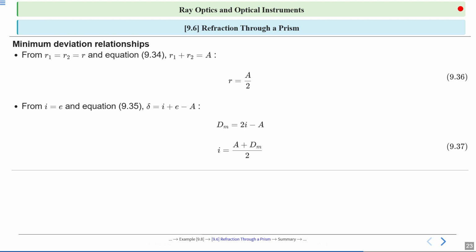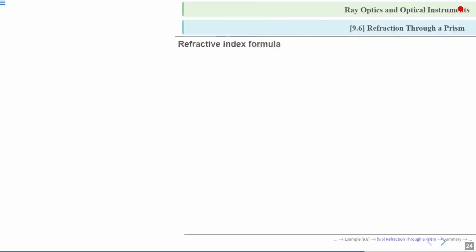Finally, we can determine the angle of incidence I in terms of the prism's angle and the minimum deviation angle. The equation I equals A plus Dm upon 2 gives us this relationship. Understanding this helps us predict the conditions under which the prism will cause the least deviation, which is essential for designing optical instruments.